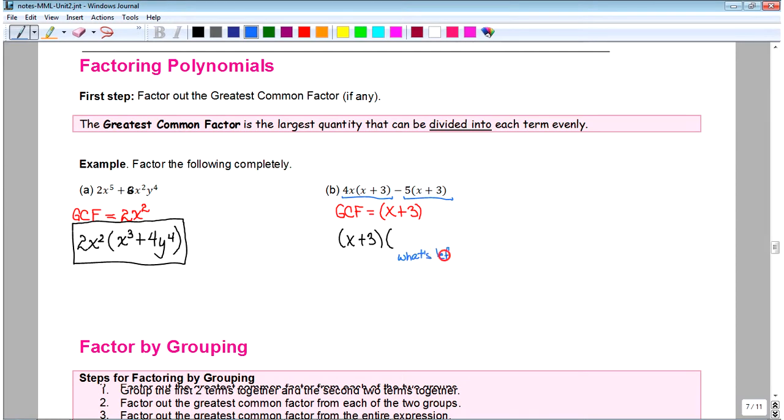So remember, you can think about it as the reverse of the distributive property. What do we need to multiply x plus 3 by to take us back to 4x times x plus 3? Well, that answers 4x. Well, what do I need to multiply x plus 3 by that will give me a negative 5 times x plus 3? Well, since we got rid of the x plus 3, we still need to multiply by negative 5. So that would be our answer.